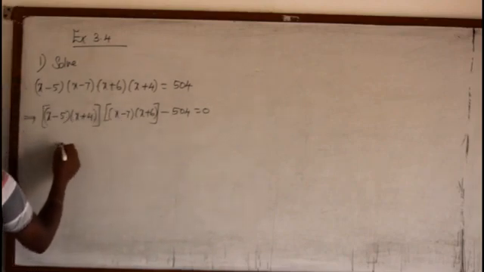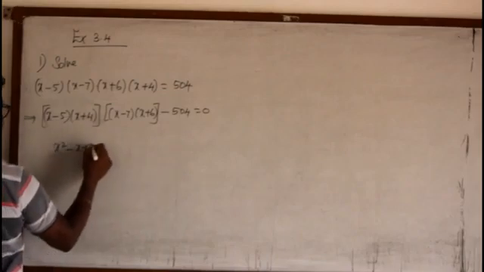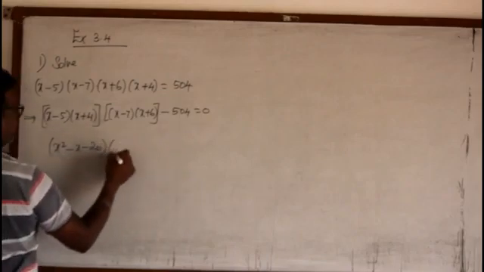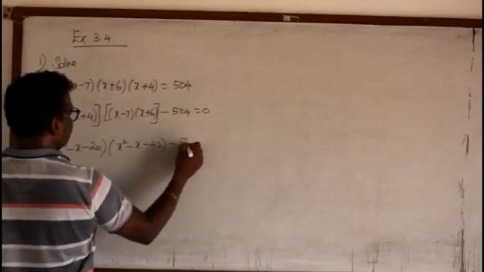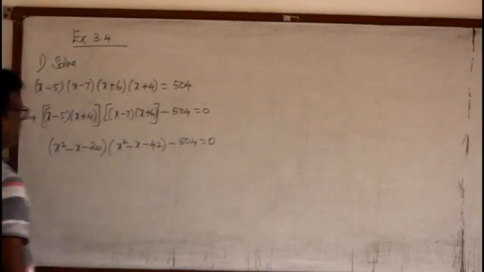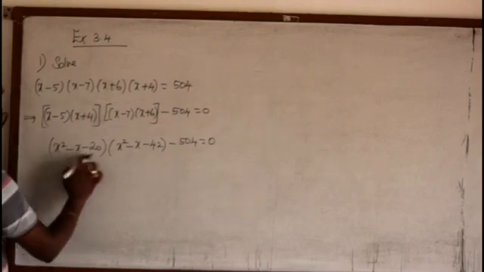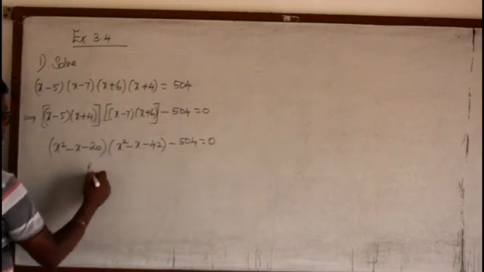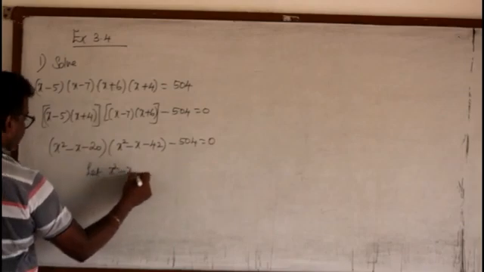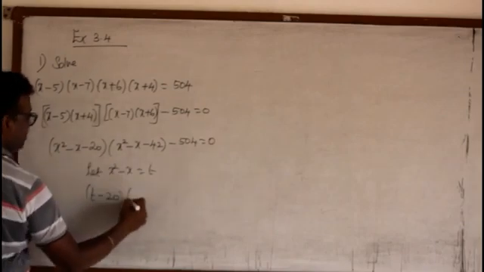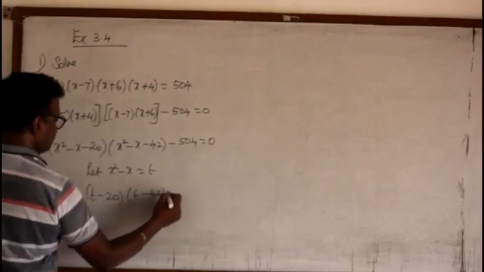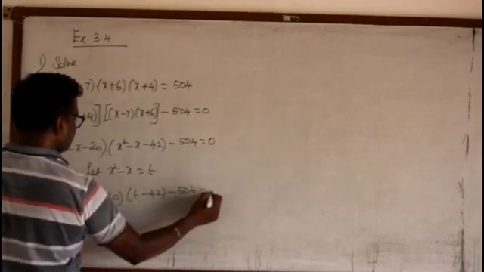See, it is x square minus x minus 20, and it is x square minus x minus 42, minus 504 equal to 0. Here x square minus x is repeated, so I can take x square minus x as t. Then it is (t minus 20)(t minus 42) minus 504 equal to 0.